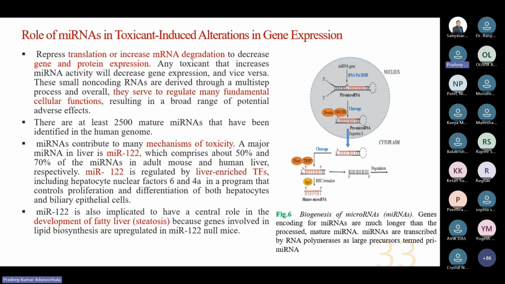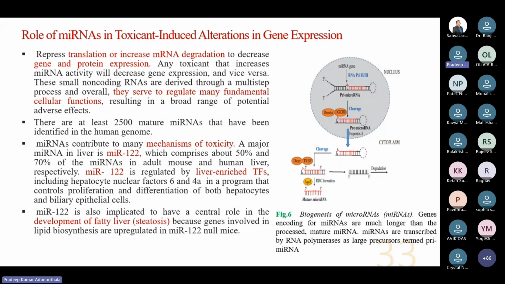Nearly 2,500 mature miRNAs have been identified in the human genome, and miRNAs contribute to many mechanisms of toxicity. For example, the liver miRNA, miR-122, comprises about 50% to 70% of the miRNA in adult mouse and human liver.